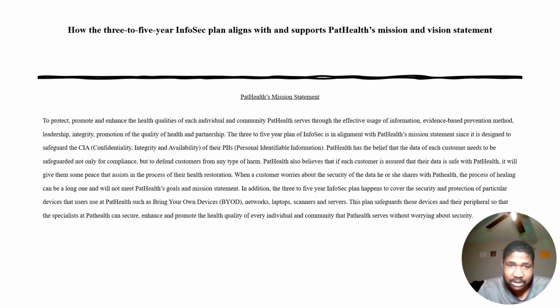The 3 to 5 year plan of InfoSec is in alignment with Part Health's mission statement since it is designed to safeguard the CIA triad of their PII. Part Health has the belief that the data of each customer needs to be safeguarded, not only for compliance but to prevent consumers from any type of harm.